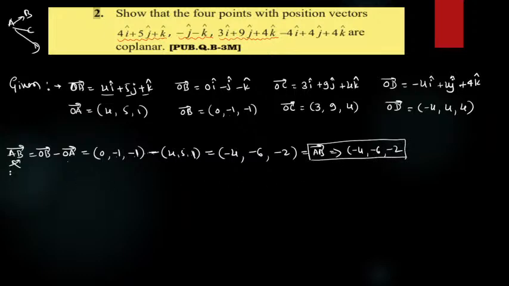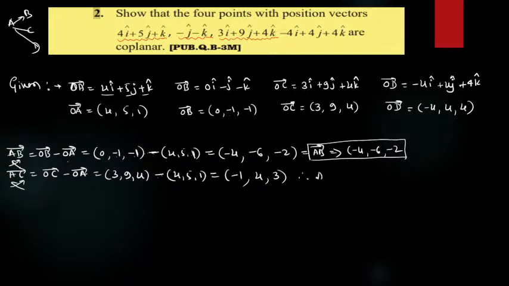Next you find the AC vector. AC can be written as OC minus OA. So write the OC point 3, 9, 4 minus OA, that is 4, 5, 1. Here 3 minus 4 is -1, 9 minus 5 is 4, and 4 minus 1 is 3. Therefore you got your AC vector, that is -1, 4, 3.